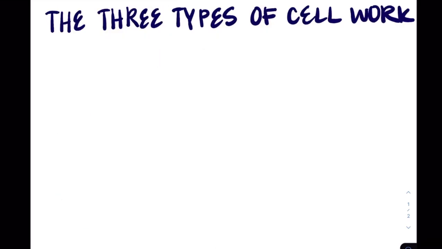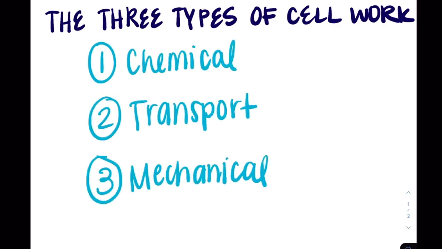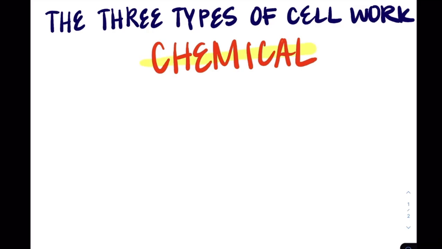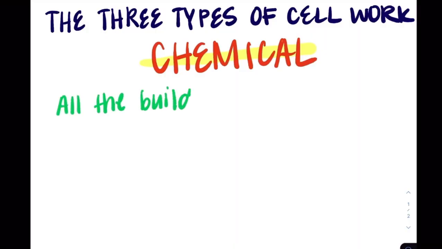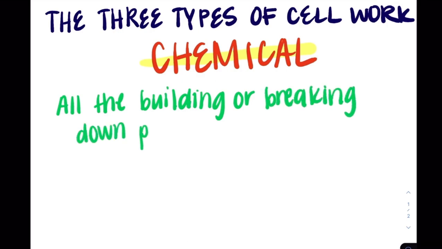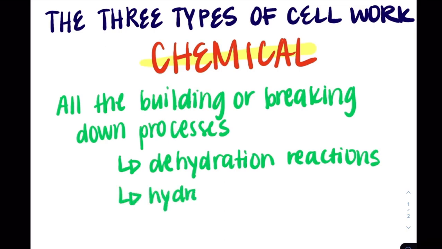So first we're going to be looking at naming and describing the three types of cell work, which are chemical, transport, and mechanical energy. So first let's talk about chemical. Think of Legos, the building and breaking apart of things. So things like putting together monomers and dehydration reactions. These are basically all the building up or breaking down processes that the cell does. Examples of this are dehydration reactions and also hydrolysis.